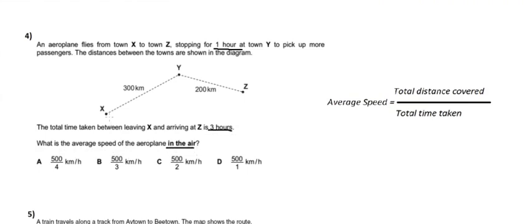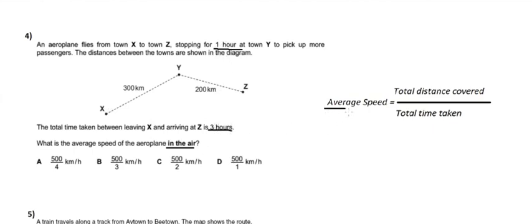Okay, so you can see it is starting from X, then it goes to Y. There it is covering a distance of 300 km. At Y it is stopping for 1 hour, then it is going towards Z. And from Y to Z it is covering a distance of 200 km. And the total time from X to Z is 3 hours. Since it is stopping for 1 hour, we have to subtract that time, and the total time for the journey will be equal to 2 hours only.